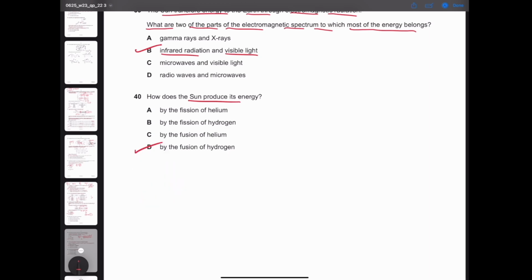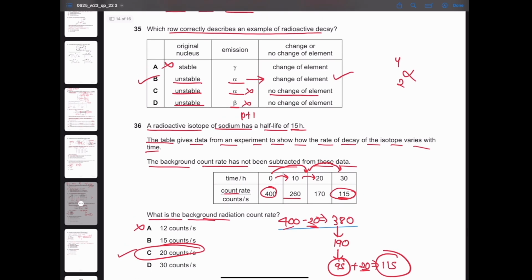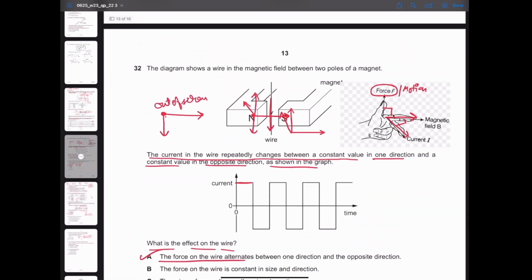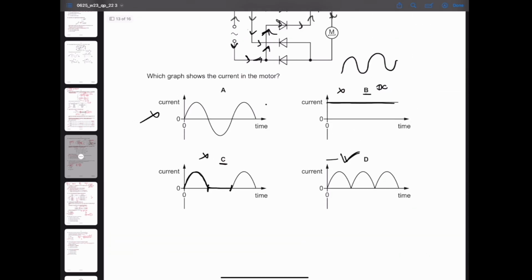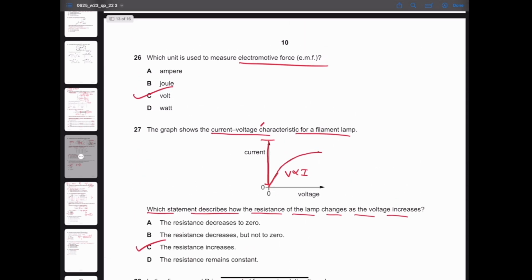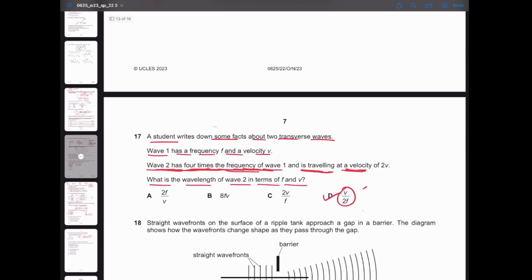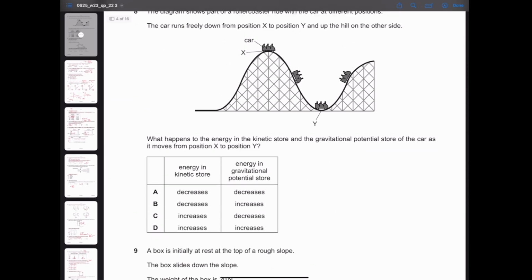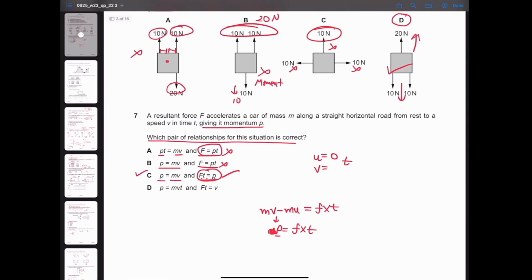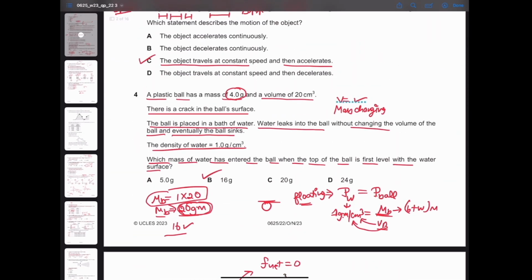This was a good paper, and especially there are a few questions like question number 36, question number 32, question number 31, question number 30, and question number 29. And then there is one more question which was on the better side, question number 4. These were the good questions of this paper.